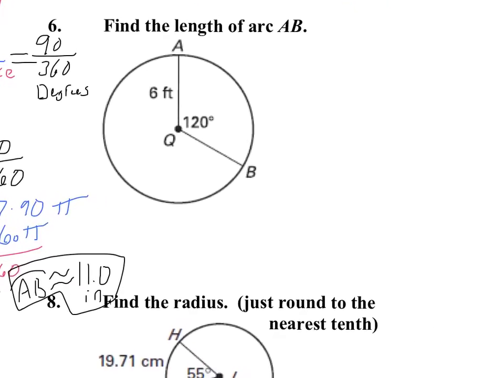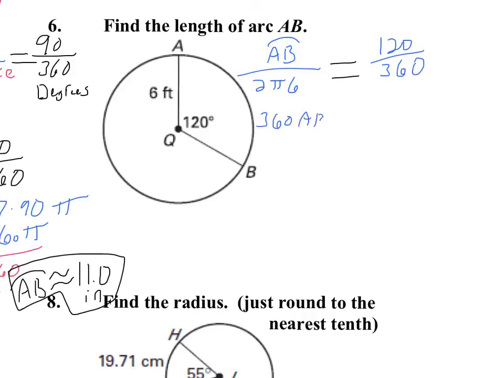All right, we're going to do number 6 pretty much the same way. We have the arc length of AB, which we don't know, so I'll start with that. And we're going to compare that to the circumference of the circle, 2 pi 6. So that ratio is equal to the ratio of the degrees, 120 over, there's always 360 degrees in the circle. So if I cross multiply the 360 and the AB, those will go next to each other. And then I'm going to cross multiply the other two, 2 pi 6 and 120.